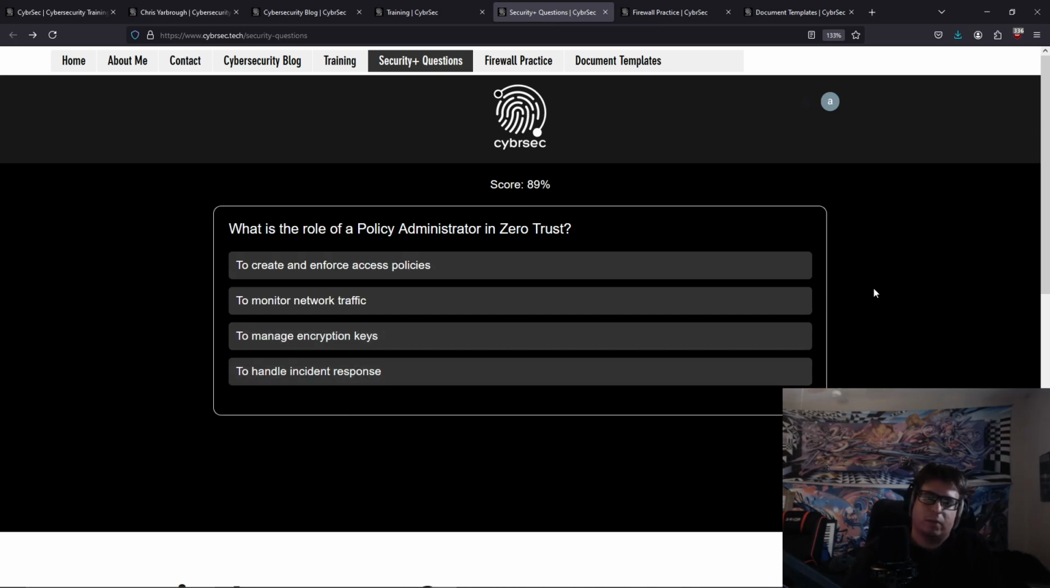What is the role of a policy administrator in Zero Trust? To create and enforce policies. Correct. What is the main purpose of a digital certificate in a PKI environment, which is public key infrastructure? The digital certificate is to authenticate.